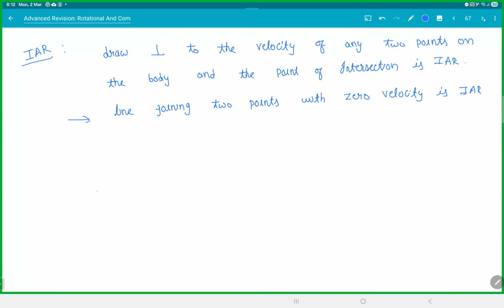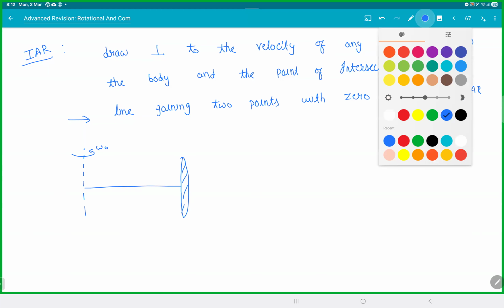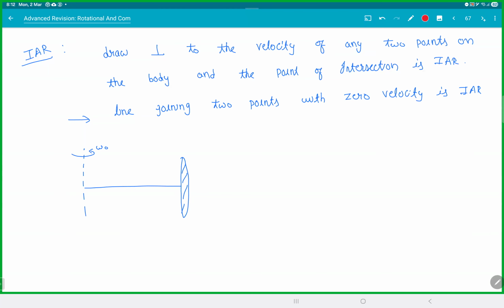Now, the previous question, can I do like this? Assume there is a thin rod in the middle and a disk here, and you're rotating in a circle. Now, in this system, can you tell me 2 points with 0 velocity? One is this support. One is the bottommost point, not slipping now. This is V0. If I join these 2 points, this is your IAR. That means the total omega of the system is actually about this axis.